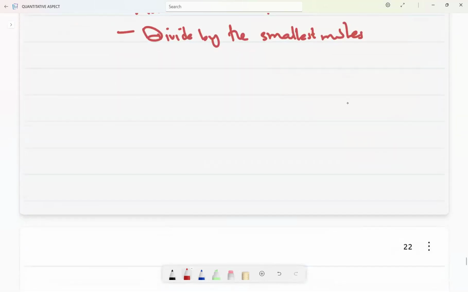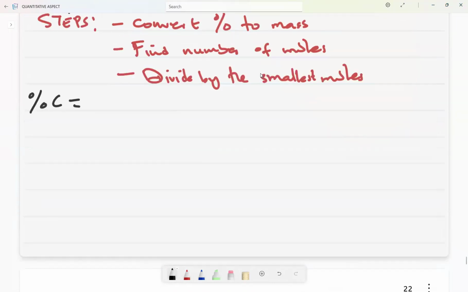What do we mean by that? Let's say we are given the percentage of carbon is equal to, I don't know how much here. I need to use correct values. Okay, let me quickly go grab a question. Let me quickly find a question here on my cell phone. I'm sure I can quickly find that.